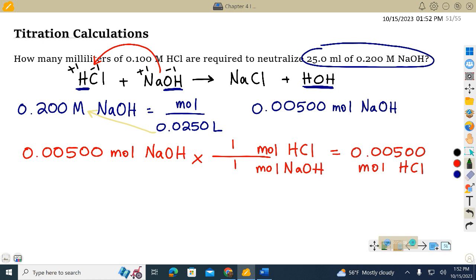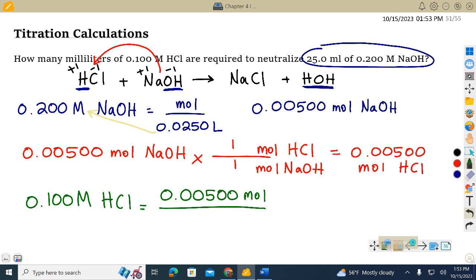I've got equal moles of hydrogen and hydroxide to really just form water. So I first figured out how many moles of base. Now I know how many moles of acid I need, but we want to measure it by its volume in milliliters. So check this out. I know that I've got 0.1 molar HCl, and molarity equals moles per liter. I have the moles, 0.005 moles per liter. That's what I want to solve for. Check that out. All right, so we're going to cross multiply.